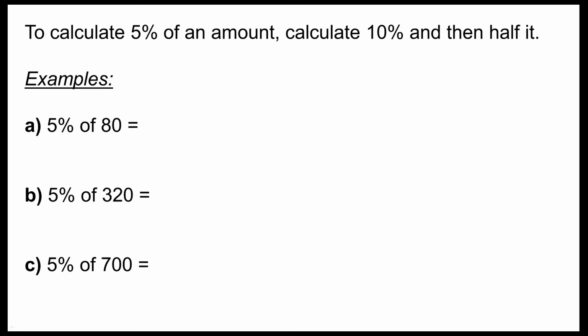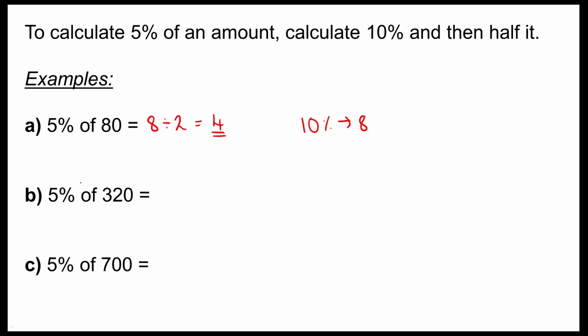To work out 5% of an amount, I would start off by working out 10% and then half it. That's because 5 is half of 10. So, to get 5% of 80, I would think about what 10% is. Well, 10% would be 80 divided by 10, which is 8. Therefore, 5% is 8 divided by 2, which is 4.